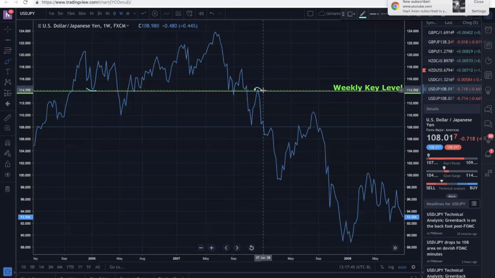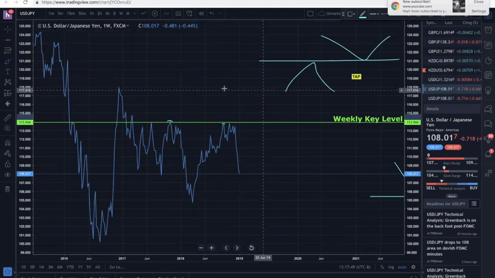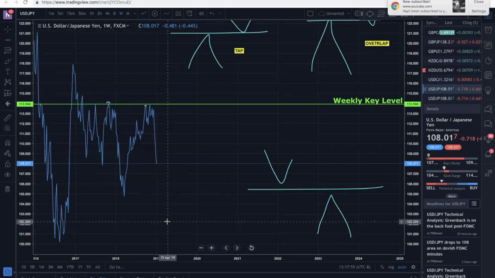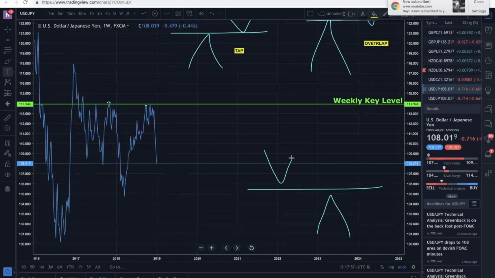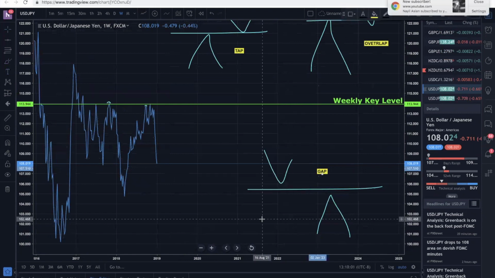And at the end of the day, what we're looking at here is zones, and most importantly, we want to make sure that we have a solid zone. So I'm going to go ahead and remove all these drawing tools. And you're going to want to make sure that you have this copied down in your notes right here, these three scenarios. So we have gap, overlap, and tap. Remember, we're going to be using this on this time frame as well as our daily time frame to find major key levels, okay? So tap, overlap, and gap.